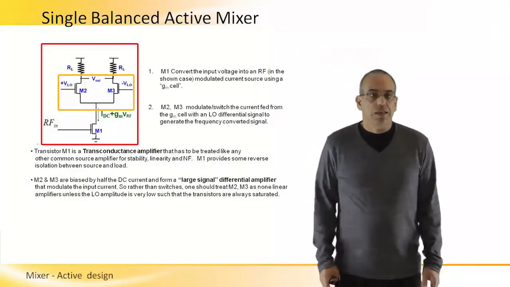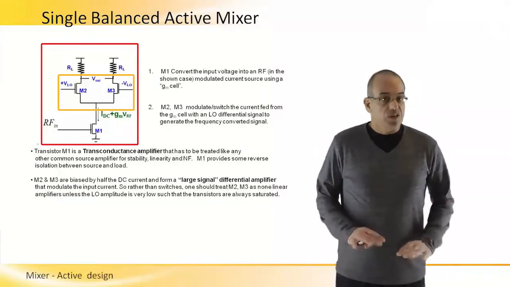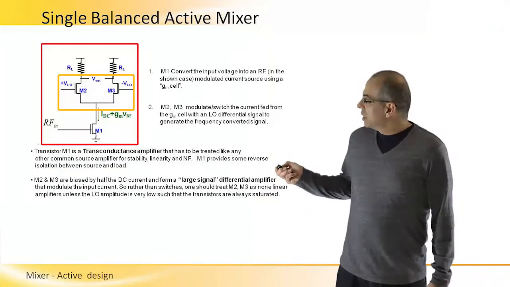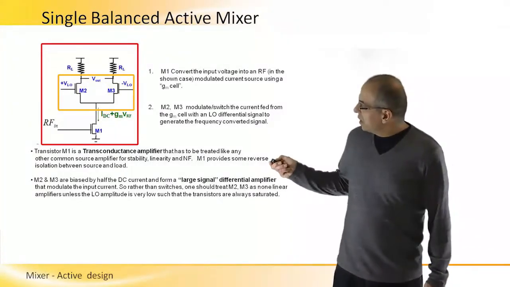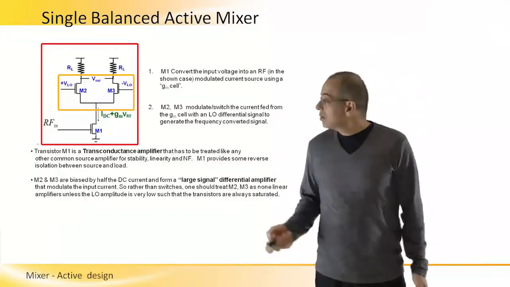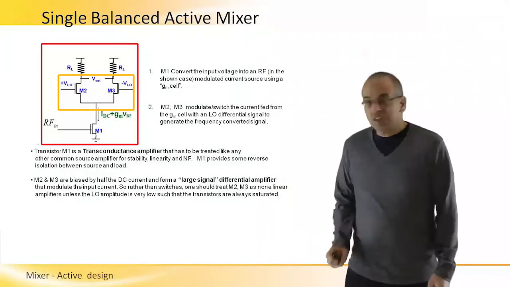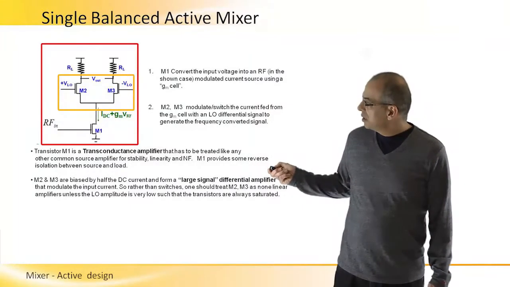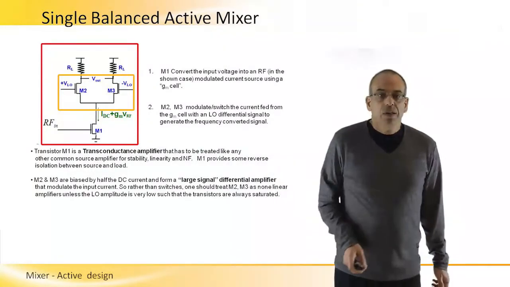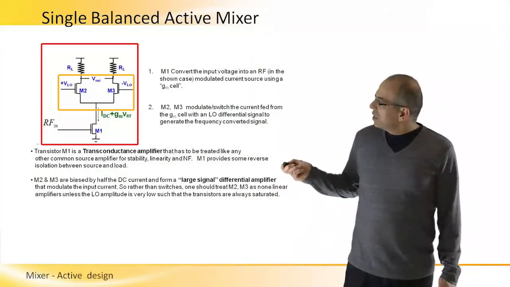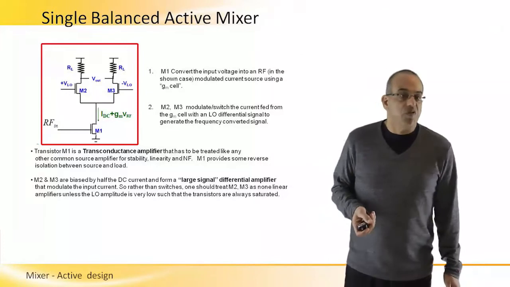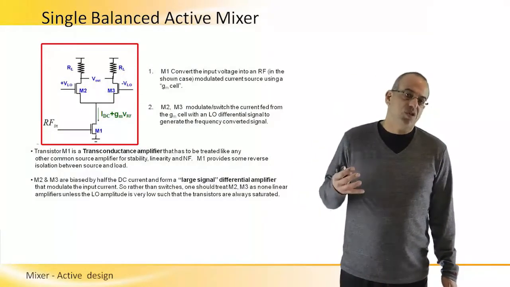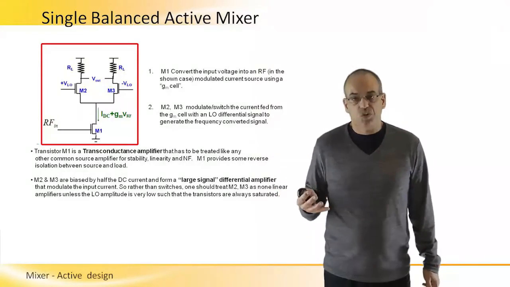So each one takes 50% of the current in quiescent operation. But of course, when there's an input signal and when the LO is turned on, this pair will be functioning as a large signal differential amplifier. We can treat it as a large signal differential amplifier, and this pair will modulate the input that will be coming from M1, the input current. We can look at these two transistors as non-linear amplifiers, unless the LO signal is very, very large, such that we can really look at them as switches.